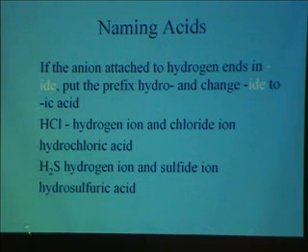There is a table in your data booklet. It's on the second page of your data booklet, and it's called Method for Naming Acids. Please have that in front of you when you are going through this mini lesson, because it will help you to make some connections, and I will be talking about that table.